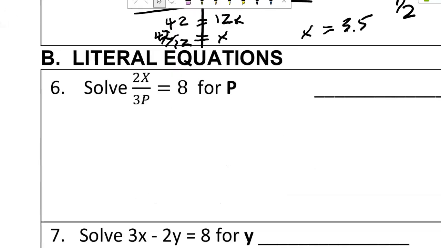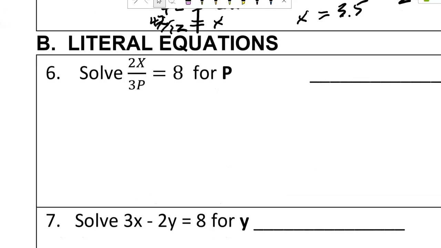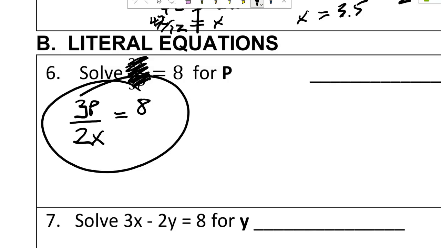Okay, 5. You guys were really having a hard time with this in class. So I've actually made this quite ugly, and it's not this difficult on the test. I'm actually going to change this because it's much easier on the test. So I'm going to give you a different question here. I'm going to change it to solve 3p over 2x equals 8. So ignore that question because this is more like what it looks like on the test.